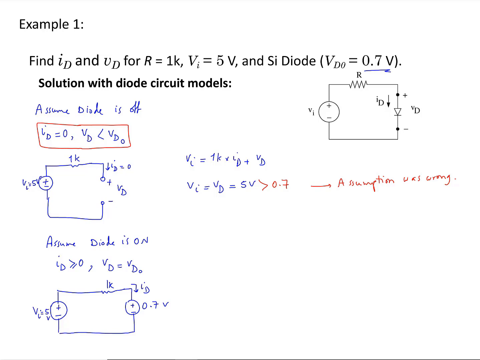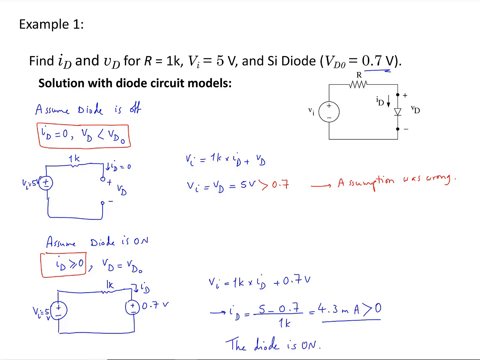Now again I can write KVL in here. VI equals 1 kilo ohm multiplied by ID plus 0.7 volts. Now VD is equal to 0.7 volts, so I'm going to plug in VD as 0.7 volts here. The inequality that I need to check is this one in here. ID must be greater than or equal to 0. Let's calculate ID. It's equal to 5 volts minus 0.7 volts divided by 1 kilo ohm, which is going to be 4.3 milliamps. This is greater than 0. As a result, our assumption was correct and the diode is on.